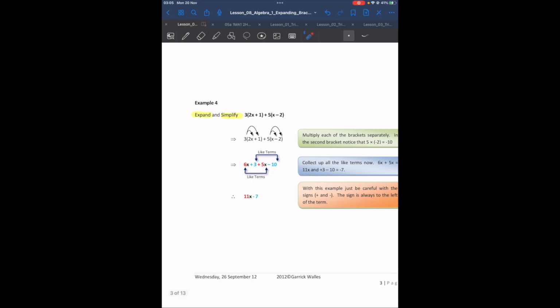Now remember, the word expand basically means multiply out. Simplify will just imply that at some point we will need to collect up like terms. This is an example of an expression which has got two single brackets.